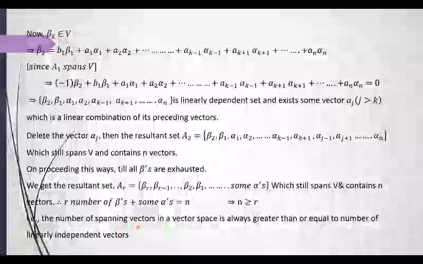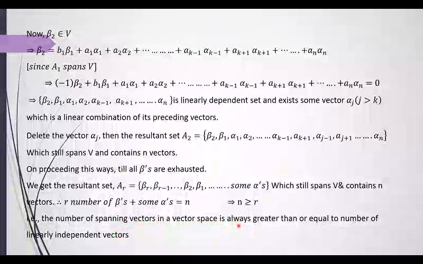That is, the number of spanning vectors in a vector space is always greater than or equal to the number of linearly independent vectors in a vector space. Okay. Thank you.